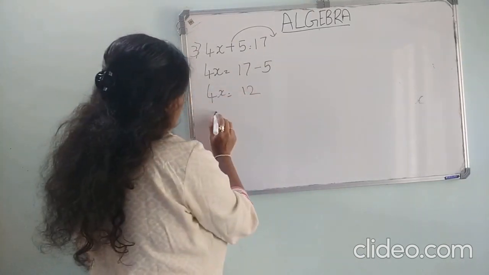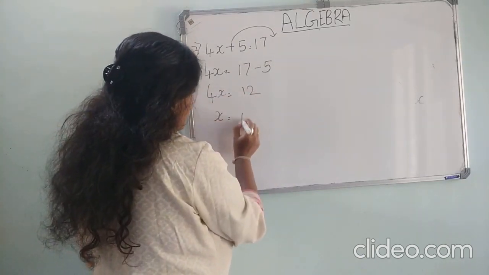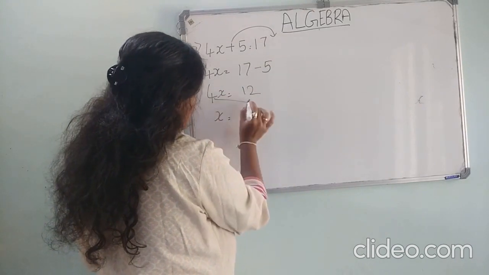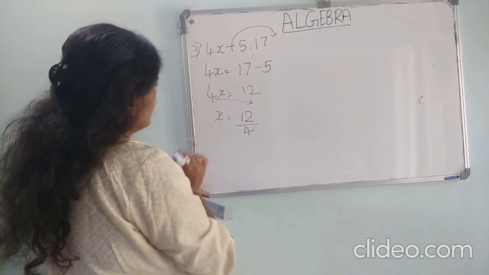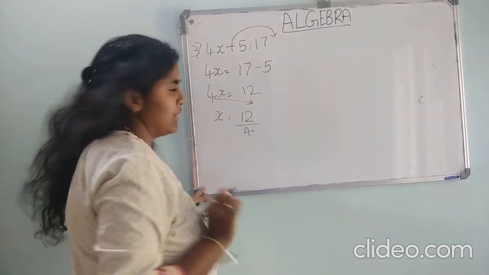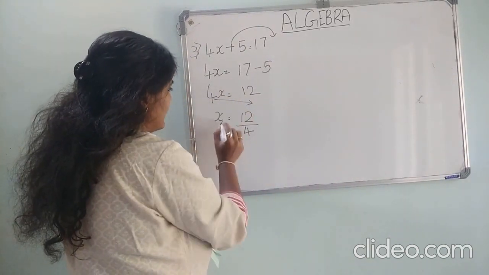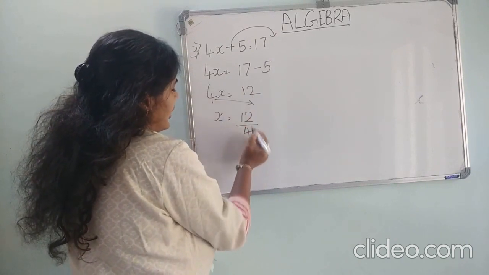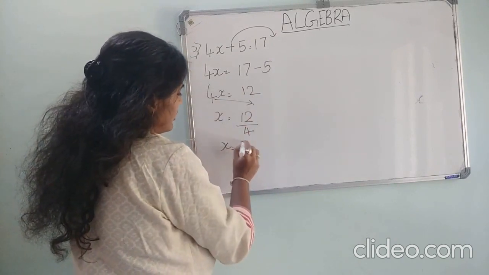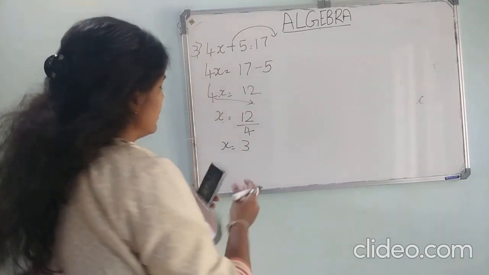Now x is equal to 12, I write as it is. This 4 I will bring over here, divided by 4. So what I have done? 4x is equal to 12 we got. x I will write here, 12 I will write here. This 4 I will bring over here. 12 divided by 4 is equal to 3. x is equal to 3.